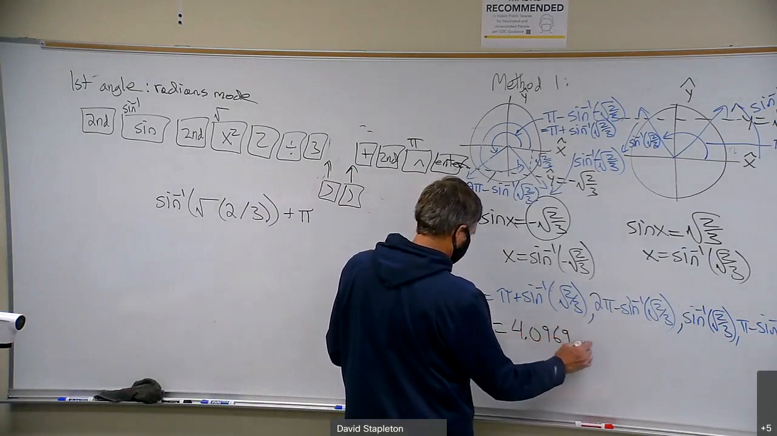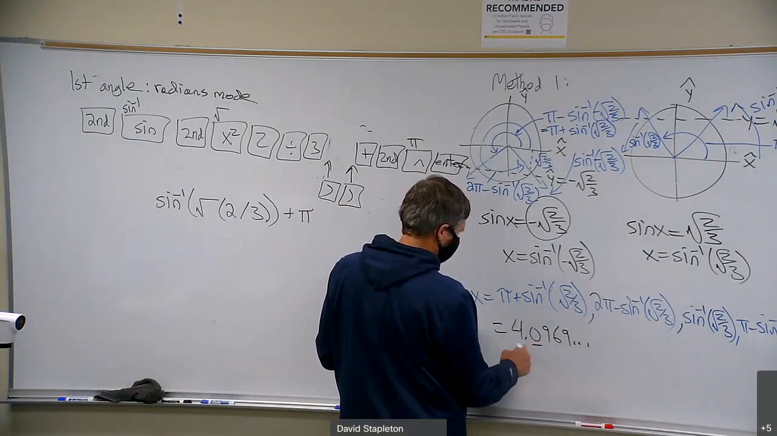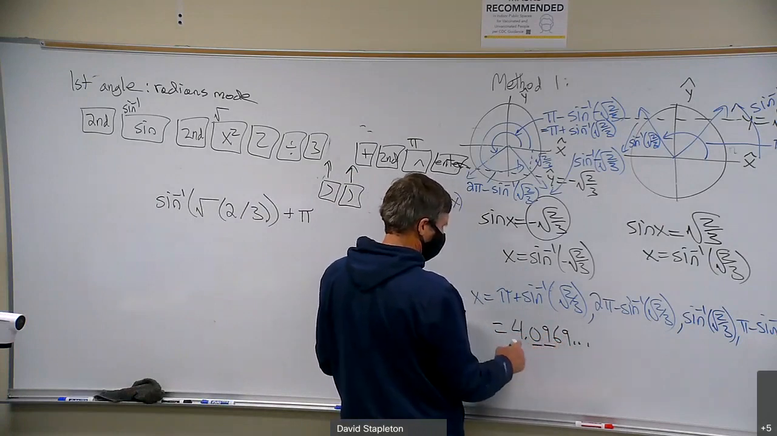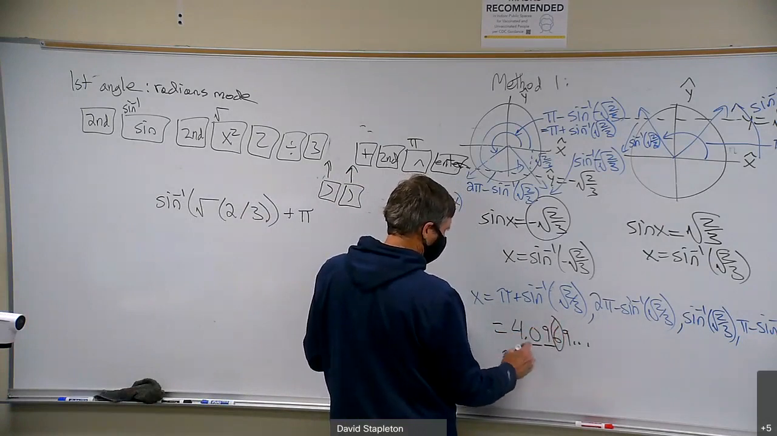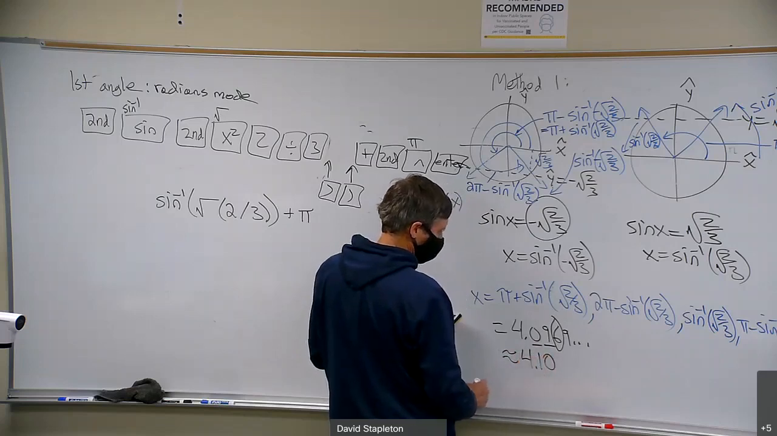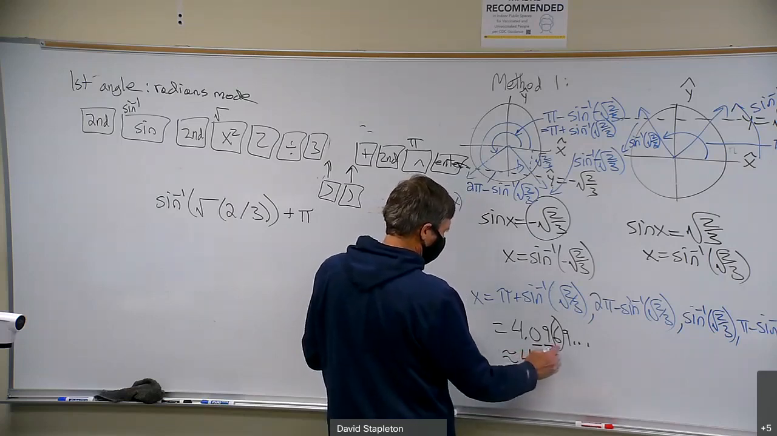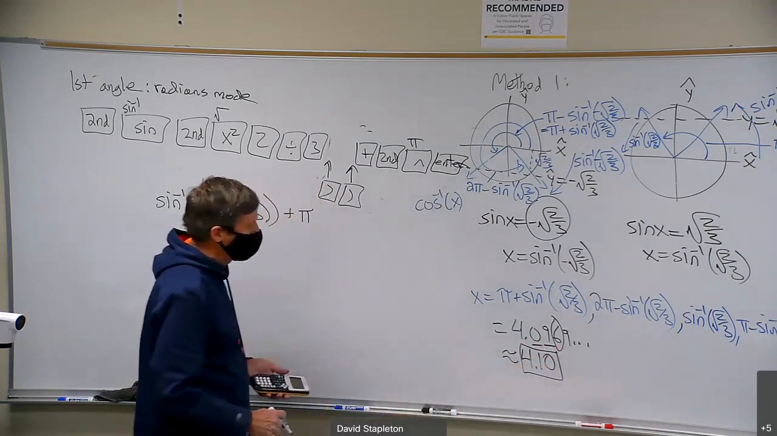4.0969, blah, blah, blah. Round to 2 decimal places means 2 places after the decimal point. It's not 2 significant digits. It's going to be 3 significant digits. Since this next one is 5 or greater, you round this up and call it 4.10. And that's your answer. You carry the 0 to show that that digit was significant.